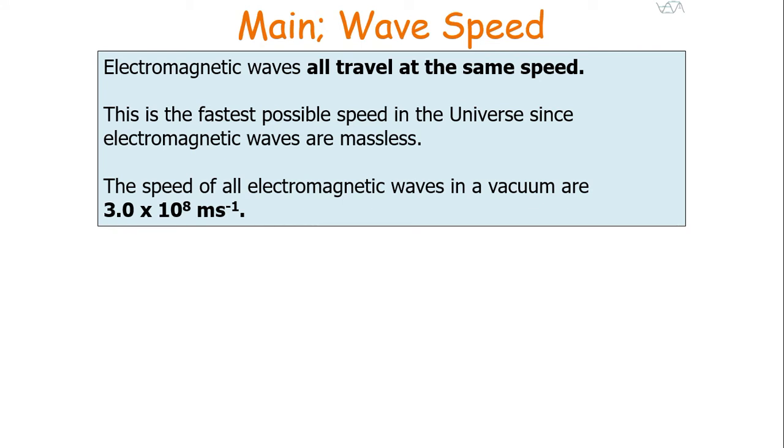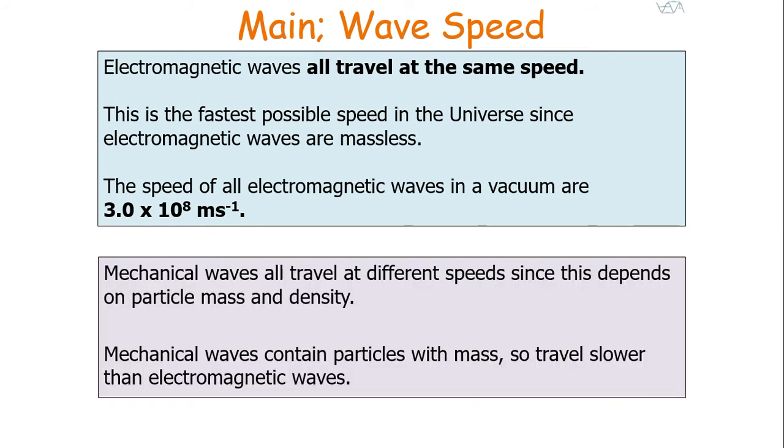So let's just summarise what we've learned in today's lesson. Electromagnetic waves all travel at the same speed. This is the fastest possible speed in the universe in a vacuum, since electromagnetic waves are massless and they do not involve the oscillation of particles. The speed of all electromagnetic waves in a vacuum is 3.0 times 10 to the 8 meters per second.